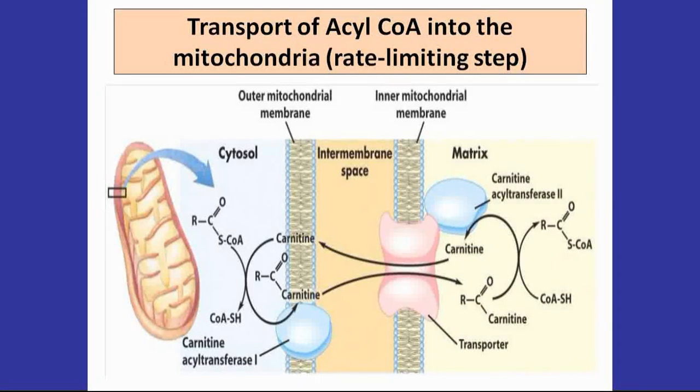First, the crucial step: the acyl group from the acyl CoA that has formed is transferred from the CoA to carnitine to form acyl carnitine. It is catalyzed by a specific enzyme known as carnitine acyl transferase 1. And remember one thing, this step takes place outside the mitochondrial membrane.